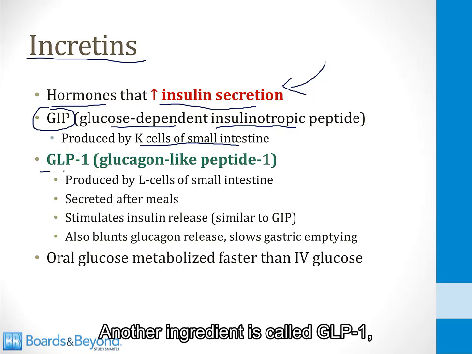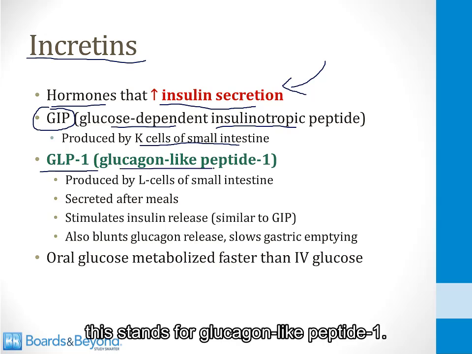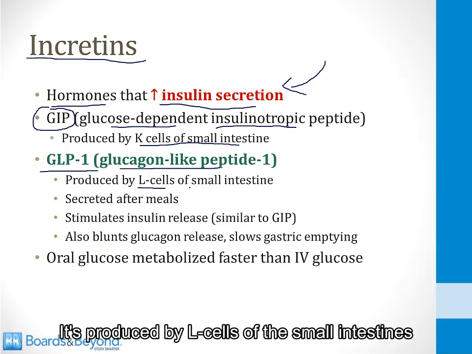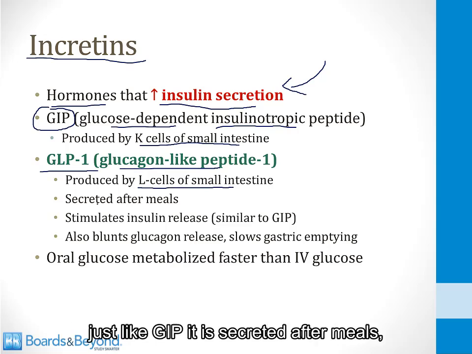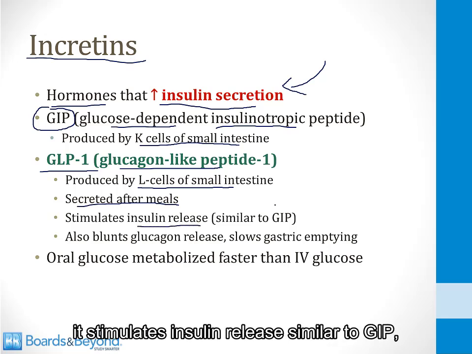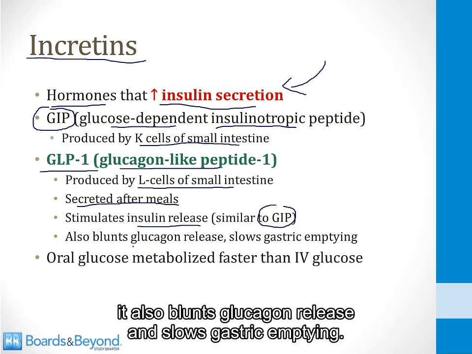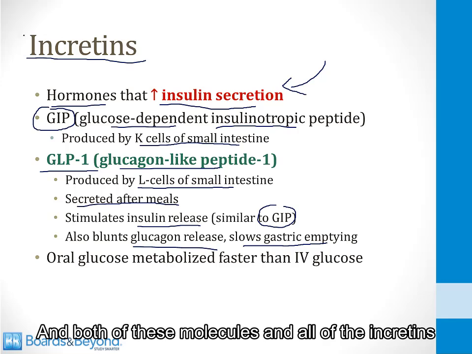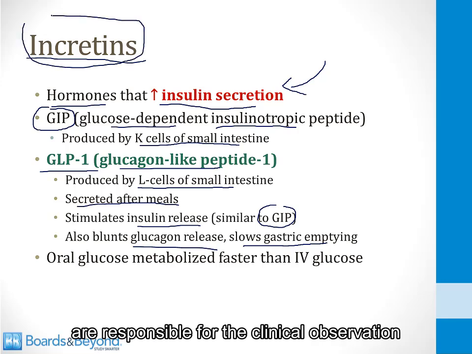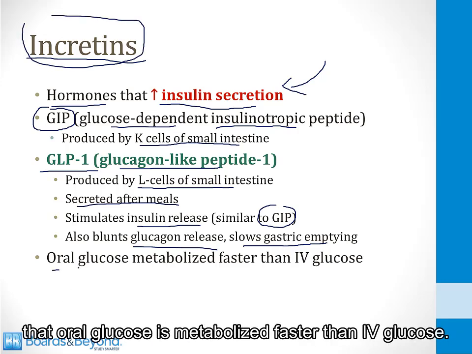Another incretin is called GLP-1. This stands for glucagon-like peptide 1. It's produced by L cells of the small intestines. Just like GIP, it is secreted after meals. It stimulates insulin release similar to GIP. It also blunts glucagon release and slows gastric emptying. And both of these molecules and all of the incretins are responsible for the clinical observation that oral glucose is metabolized faster than IV glucose.